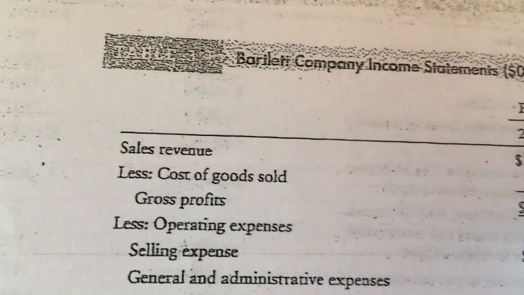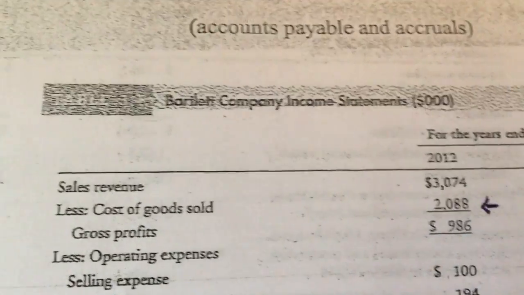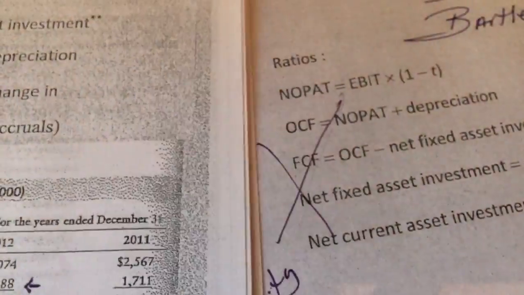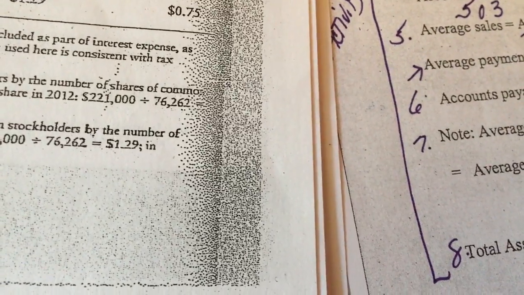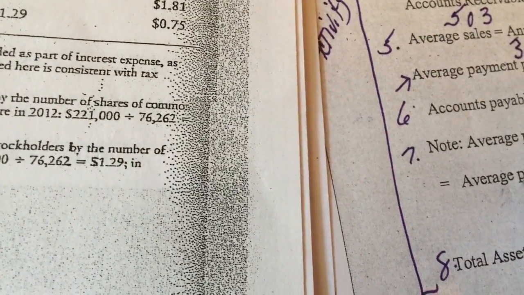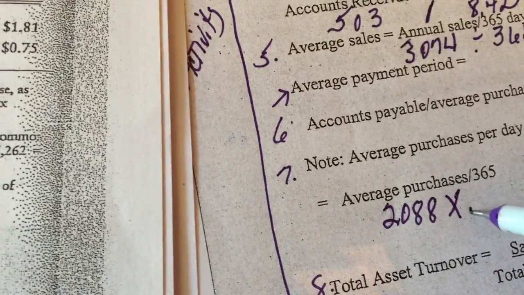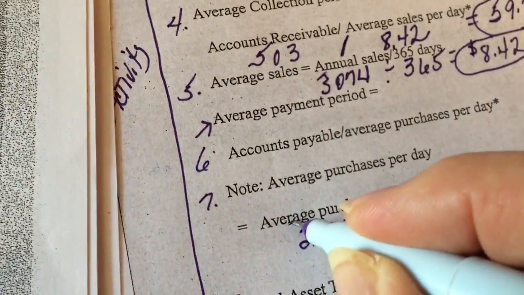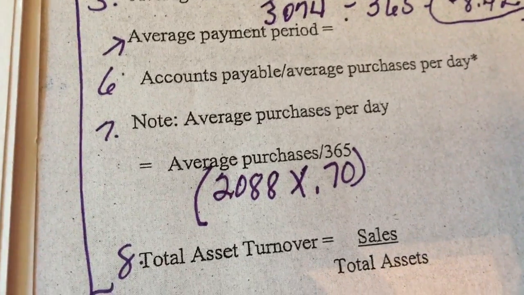Now you need to remember that cost of goods sold is going to be on your income statement. Okay, go to your income statement, second line under sales, 2088. Okay, that's your cost of goods sold. So come down here. 2088. And we want 70% of that. And this is because the problem specifies that. Okay, if you go to the PowerPoint slide 3-16, it tells you that.